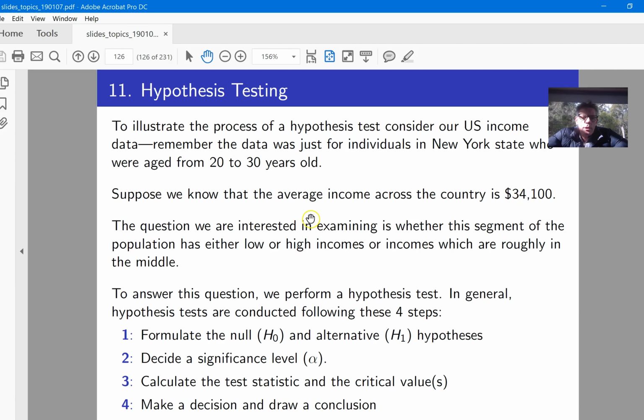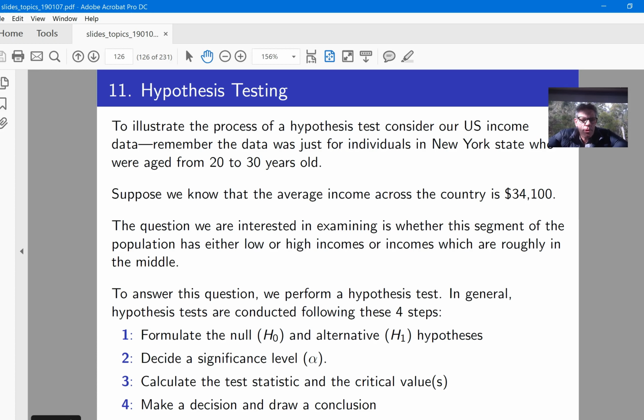We might be interested in a question, a hypothesis, or in this case, a question we're wanting to look at, and that is whether or not this segment of the population is typical of the rest of the country, or perhaps do they earn less than the average or earn more because they're based in New York or because they're young. So we'd like to use some data to explore that question. And we don't have any strong views about whether or not they're likely to be earning more or less. So how do we go about that?